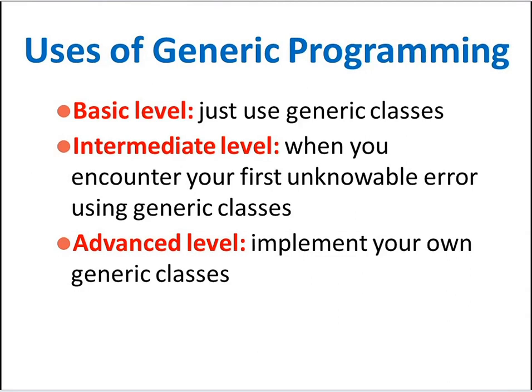What is the use of generic programming? We can use it at any level: basic, intermediate, or advanced. At the basic level, it means just writing generic classes or generic methods. At the intermediate level, it is when you encounter your first unknowable error, or in some complex code. At the advanced level, you are going to write your own generic methods and classes.